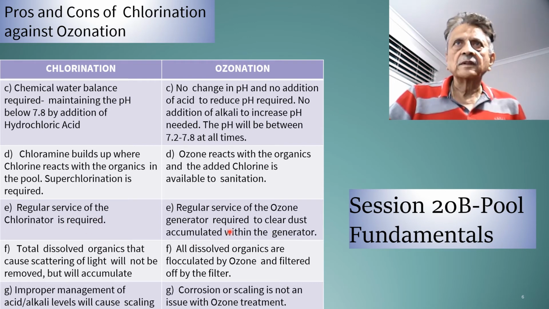If the pool is treated by ozone, all the dissolved organics are flocculated and filtered off, so that if you shine a powerful torchlight onto the floor of the pool, you will not see the beam of light in the water, but only the light that is on the floor. The water will be absolutely clear.